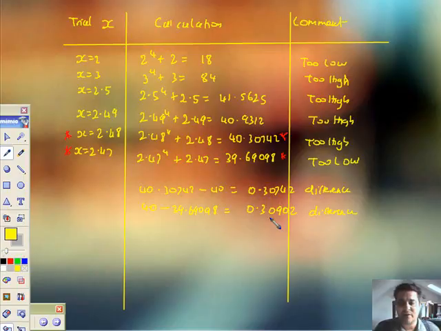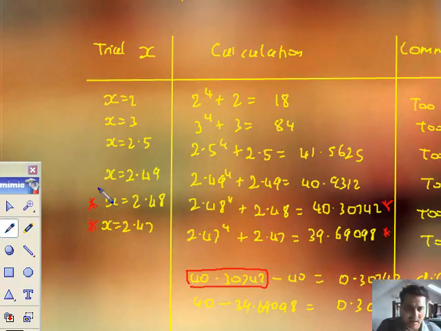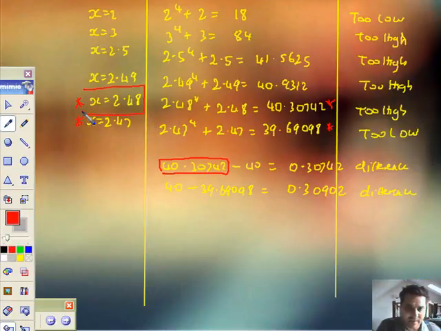0.307, 0.309. This is a bigger difference, this is a smaller difference, therefore this is the answer I am looking for. Now how do I arrive at that answer? I used that x value there. Therefore the solution is 2.48, or x is 2.48, and that's to 2 decimal places according to the instructions, and that's it.